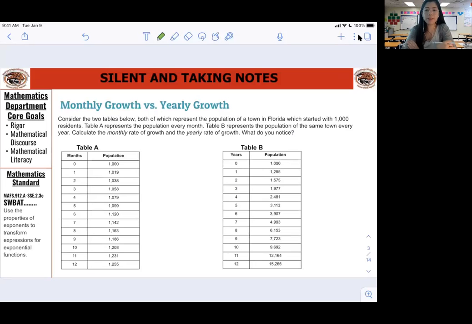All right. So thank you, Raymond. Basically, both tables represent the same exact town. It's just that one of them is showing us what happens every month, and the other one is showing us what happens every year. So I want to start off by calculating the rate of growth, the percent rate. How do I do that? Someone remind me? Not subtraction, because we're talking about, no, division.